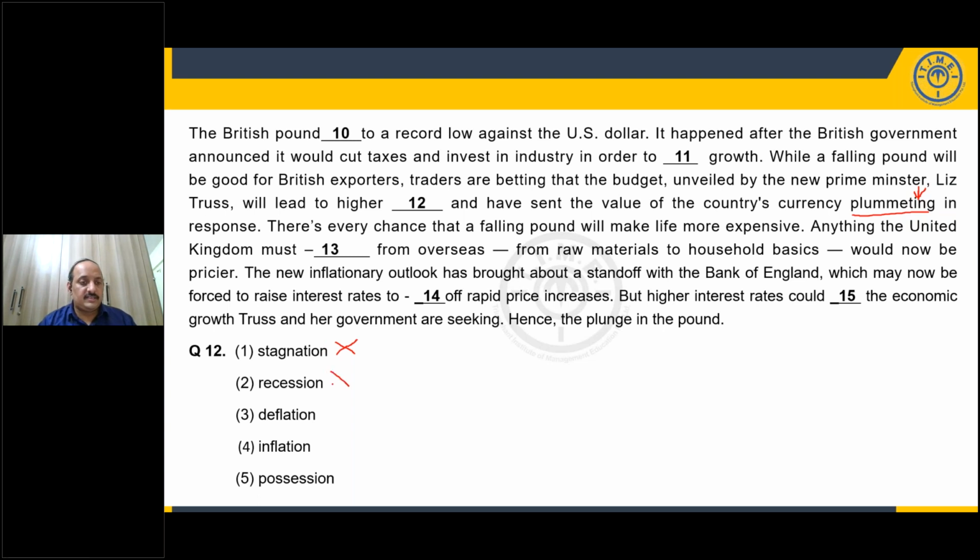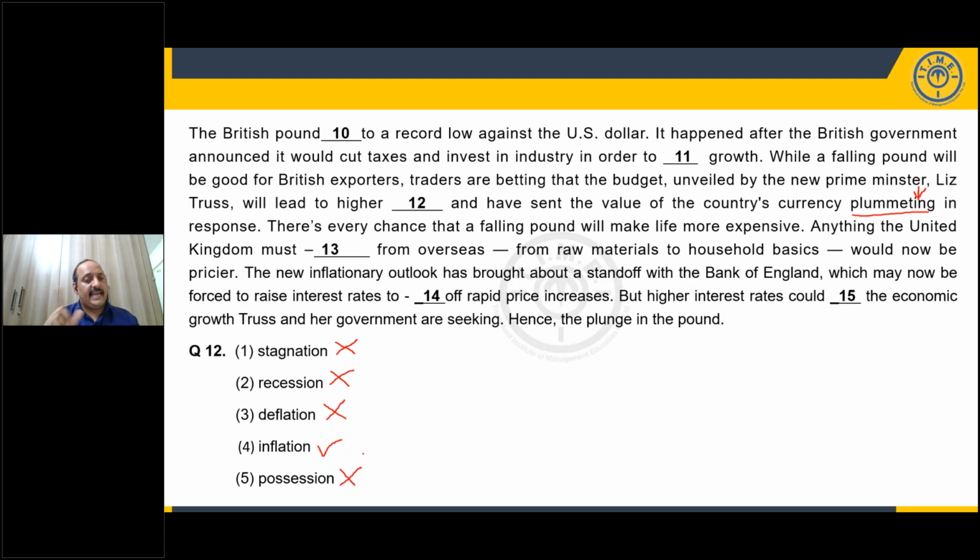Recession, as we know, is a fall in growth. But again, we are talking about inflation. Deflation is the opposite of inflation. So that gets eliminated. Option number 4, inflation. So while a falling pound will be good for British exporters, traders are betting that the budget unveiled by the new PM Liz Truss will lead to higher inflation.